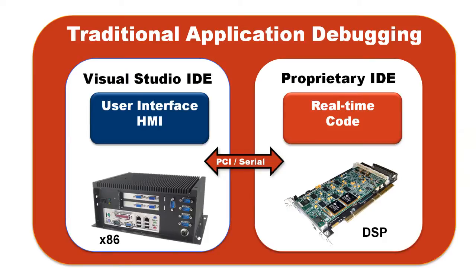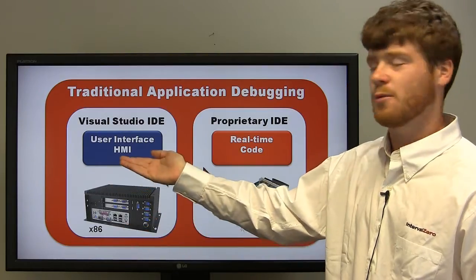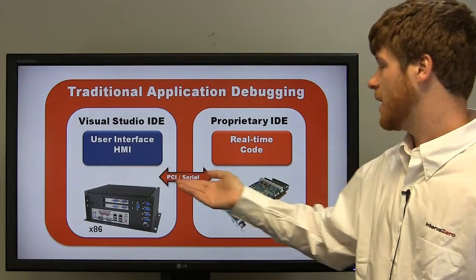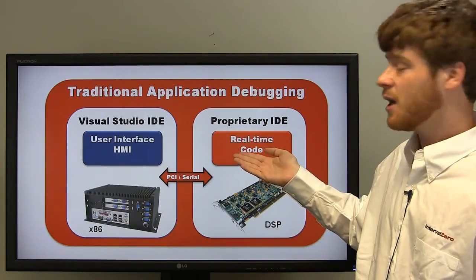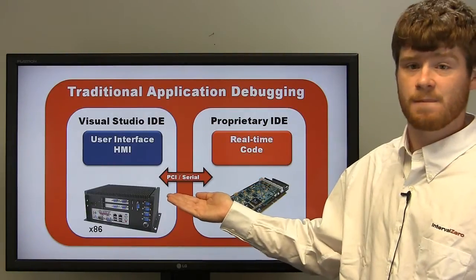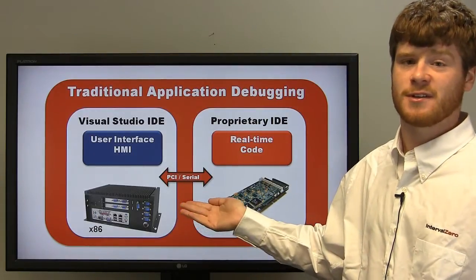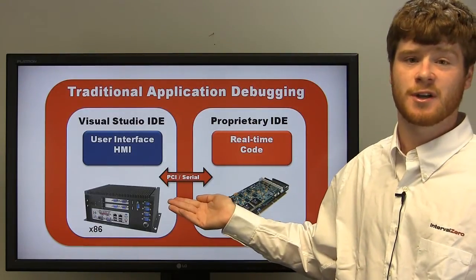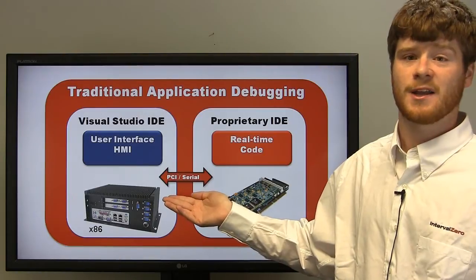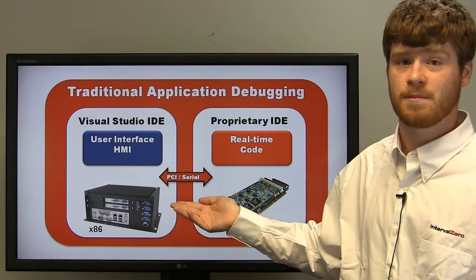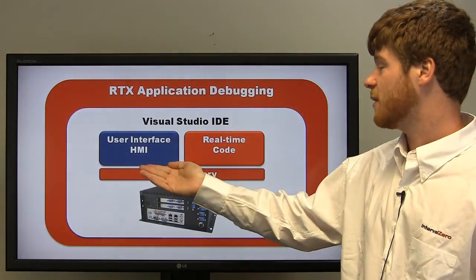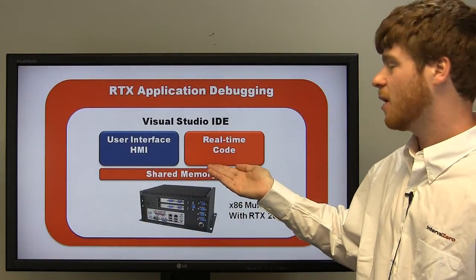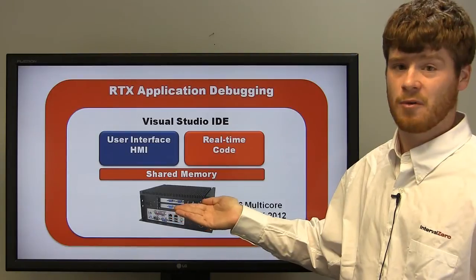The user interface will be debugged on the x86 hardware by Visual Studio, and the real-time code will use a proprietary IDE, and they will communicate via PCI. This can cause challenges as it is somewhat complex communication, and you deal with multiple IDEs, which is difficult to manage. Using RTX, we can debug both the user interface and the real-time code in Visual Studio on shared memory.